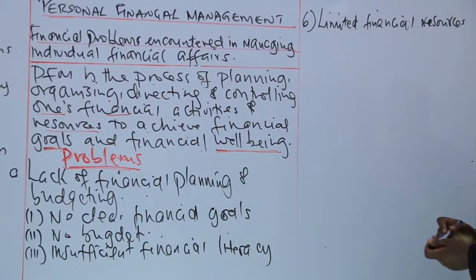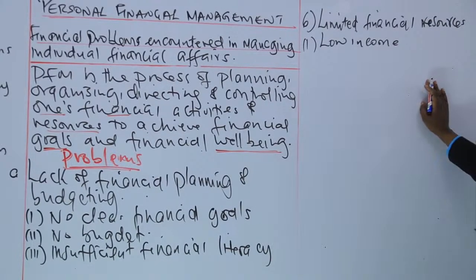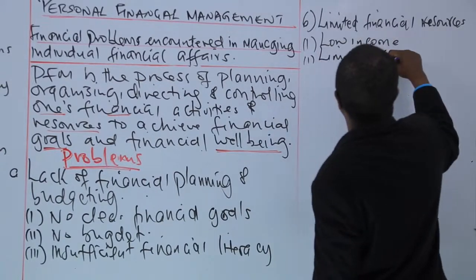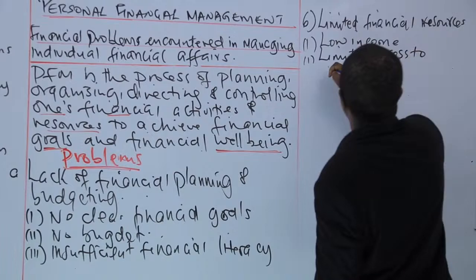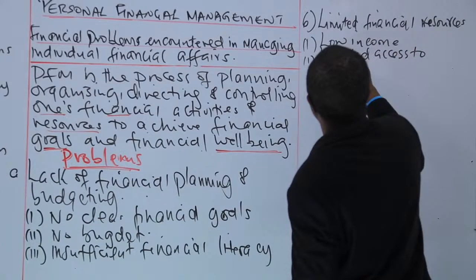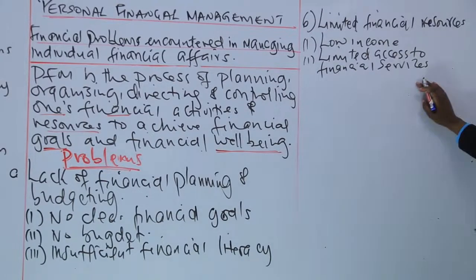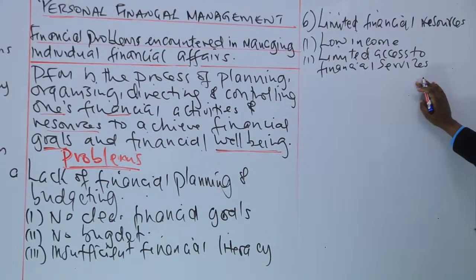And financial resources may be limited because of, 1, low income: individuals with low income may struggle to meet basic needs. 2, limited access to financial services. Lacking access to banking makes it difficult for individuals to manage financial resources effectively.